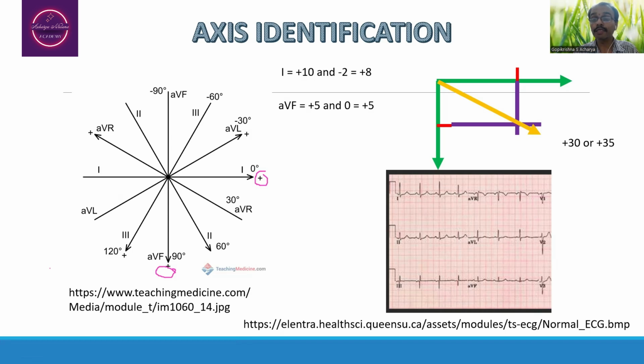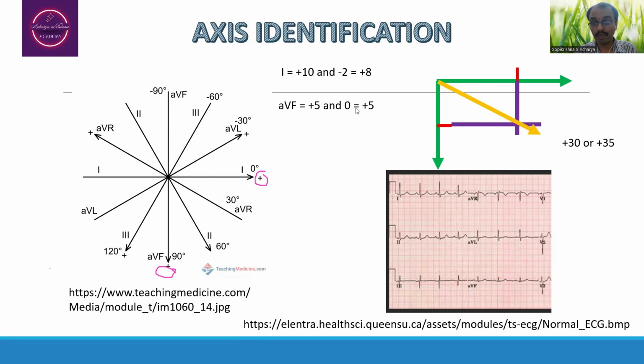So that will be meeting in the hexagonal reference system. And from the center of the hexagonal reference system, a line should be drawn to this particular meeting point. And the angle is taken from lead 1. So here in this particular example, the electrical axis of this ECG strip will be plus 30 or plus 35. This is how the axis is identified.